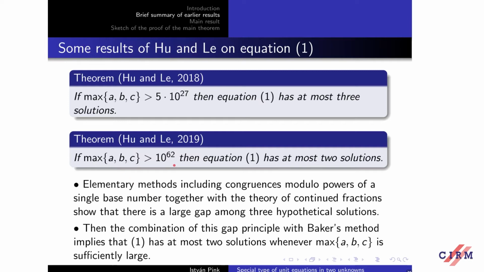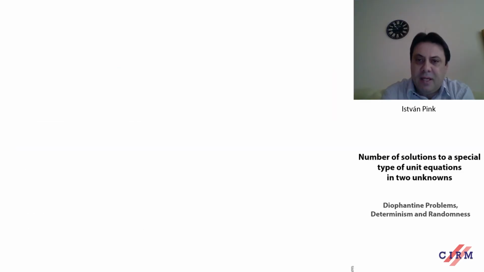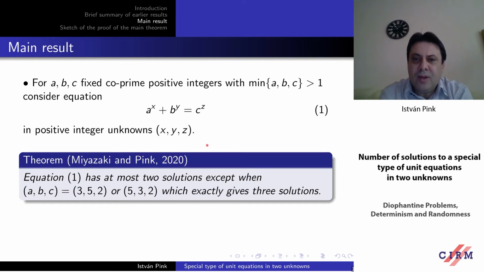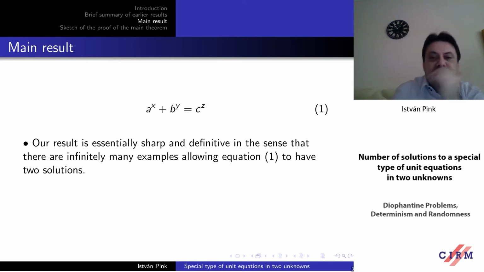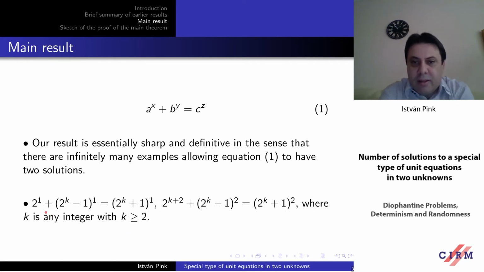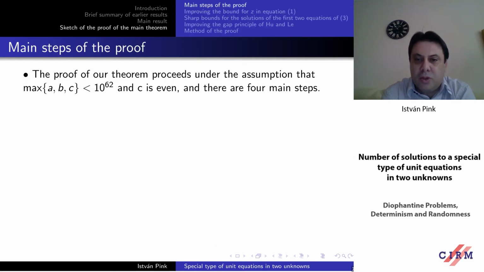Together with my co-author, we removed this assumption here. Namely, we have the following result. Consider our main equation, then equation 1 has at most 2 solutions, except when (A, B, C) is (3, 5, 2) or (5, 3, 2), in which case, of course, we know that there are exactly 3 solutions. As I already mentioned, the exceptional case comes from these identities. Moreover, our result is sharp and definitive in the sense that there are infinitely many examples allowing equation 1 to have 2 solutions. So you can see here the infinite family for which our equation 1 has exactly 2 solutions.